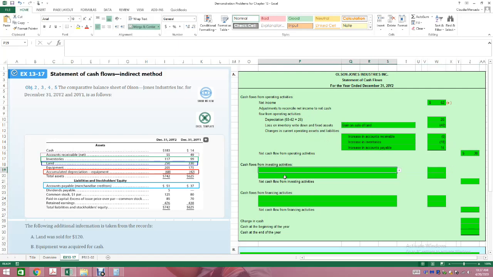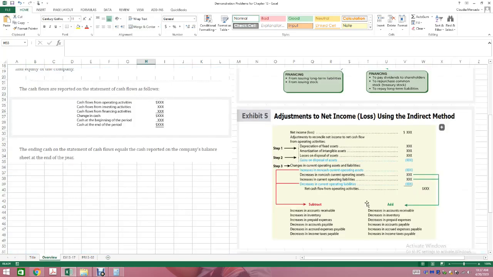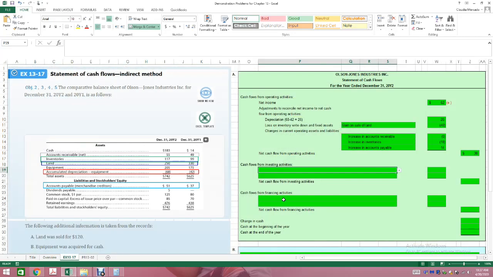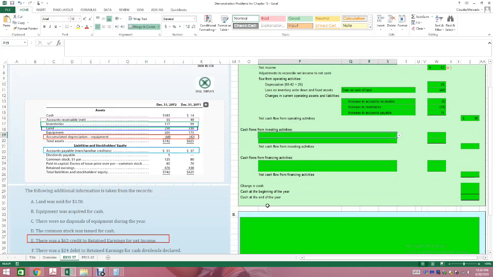Now we're going to move on to our investing activities. Investing activities is either you purchased property, plant, and equipment, or you sold property, plant, and equipment, or you made some investments. Did we buy any property, plant, and equipment? So let's look here. Did we buy any property, plant, or equipment?